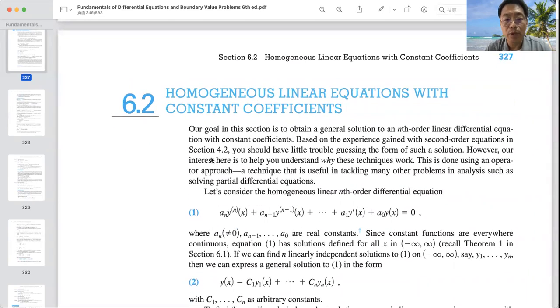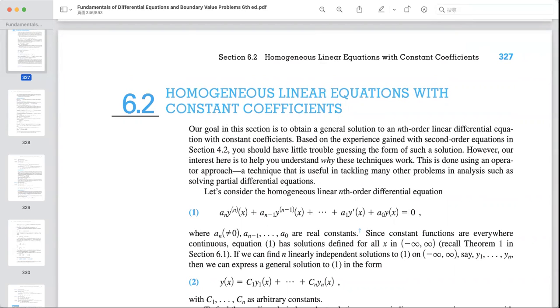Okay, 6.2 is a homogeneous linear equation with constant coefficient. As I said before, chapter 6 is an extension of chapter 4, so the concepts are very similar. So here we consider homogeneous. Homogeneous means the right-hand side equal to 0.